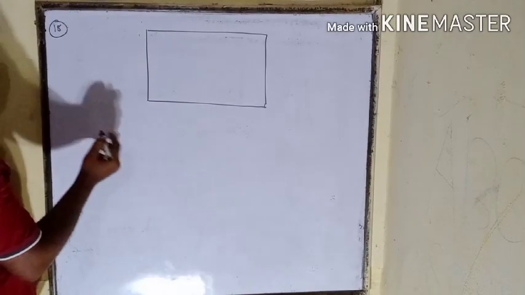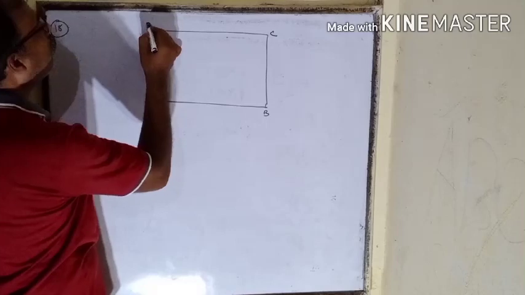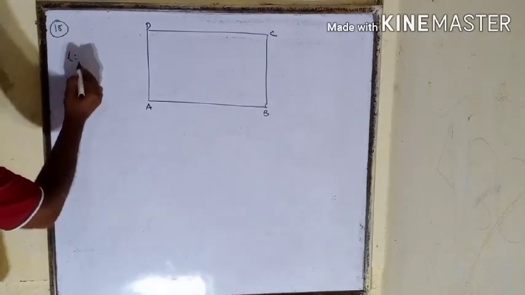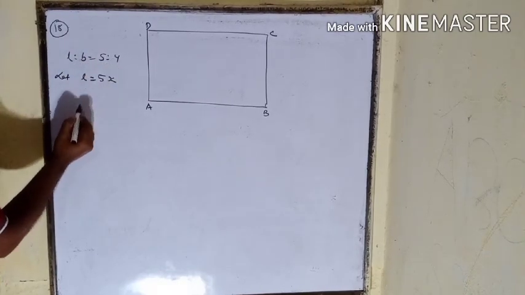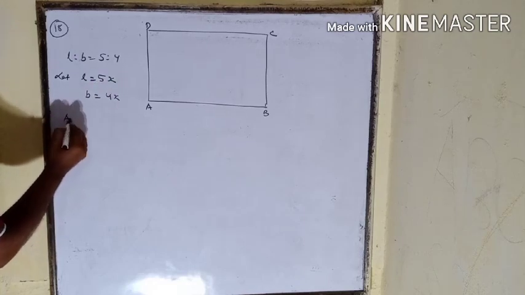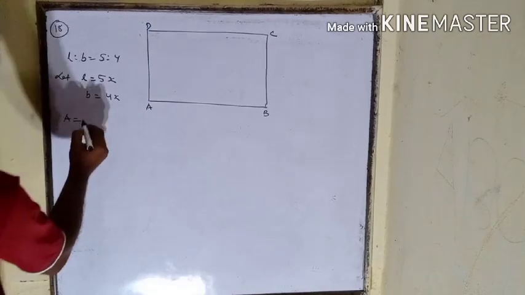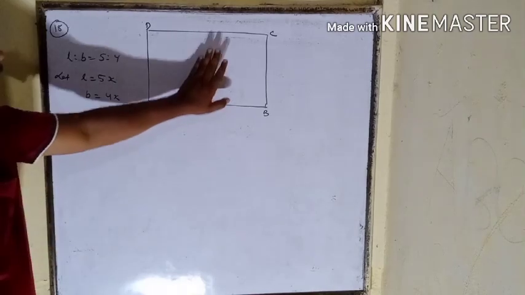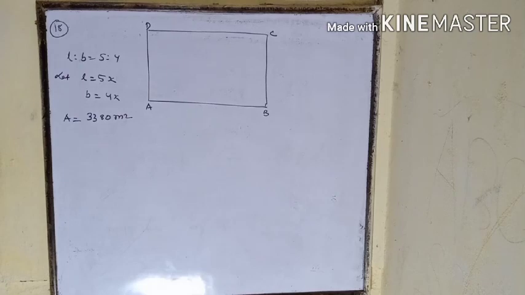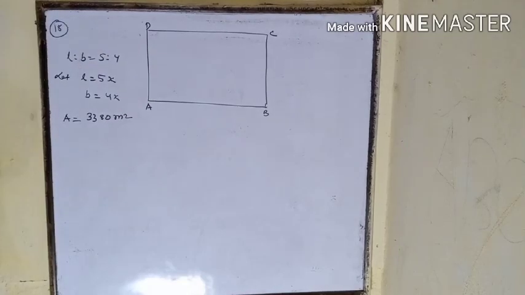So we are in question number 18. Question number 18 is talking about a field ABCD, where the length and breadth ratio is given. Length is to breadth is given 5 is to 4. So we'll consider let length is equal to 5x and breadth is equal to 4x. Area as per the question is given as 3380 meters square, and we have to find out the cost of fencing this field at the rate of rupees 75 per meter. So we have to find out its length and its breadth, then we'll find out its perimeter, and then the perimeter will be multiplied by the rate to get the cost.